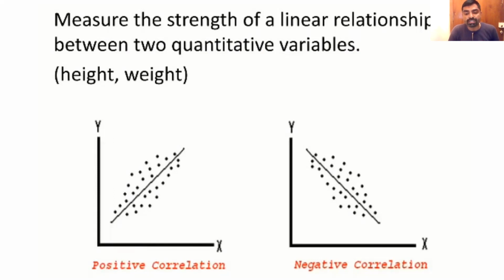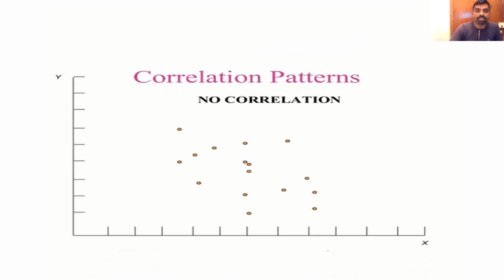The negative correlation. Negative correlation means, for example, the higher the price of the product, the lesser the demand. So as one variable increases, the other variable decreases. So there is no positive relation, there is a negative relation. So we call it negative correlation. The other one is no correlation.